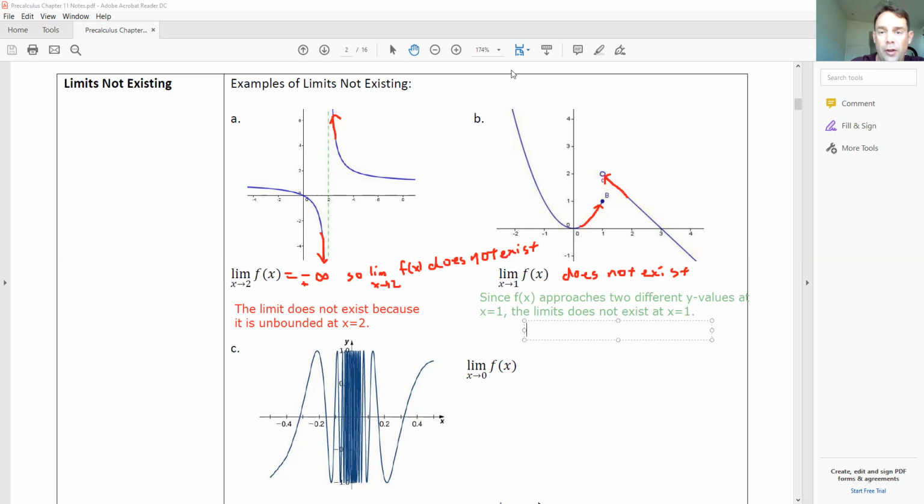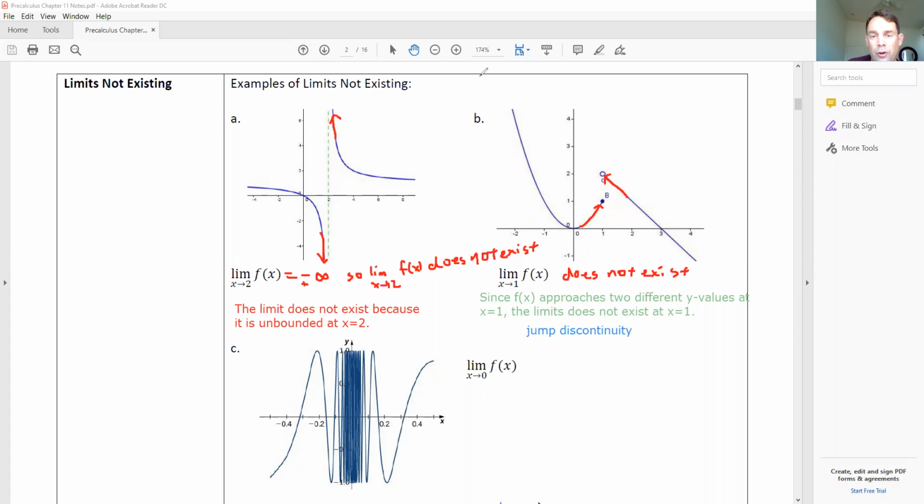Now we have a special name for this type of one. We call this type of break, and we'll talk more about it eventually, a point of discontinuity. We call this a jump discontinuity, because it looks like the graph is going to this b value, then all of a sudden it jumps up to where c is, and then it keeps going for this piecewise function. That's called jump discontinuity.